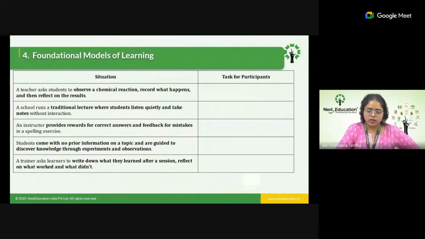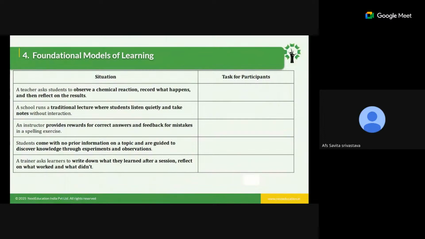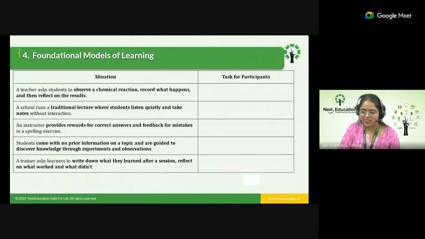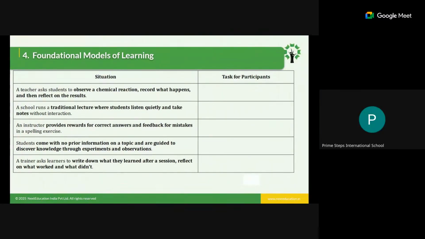Then an instructor provides rewards for correct answers and feedback for mistakes in a spelling exercise. Behaviorist. Yes, correct. Then a student comes with no prior information on a topic and is guided to discover knowledge through experiments and observations. Empty vessel, with no prior knowledge, because some students come with no prior knowledge or information on the topic they mentioned. Okay, it could be blank tablet also, right? Yes, it can be blank tablet as well.